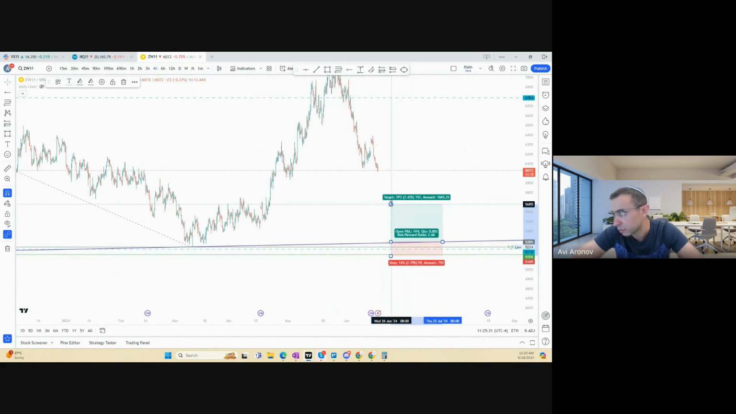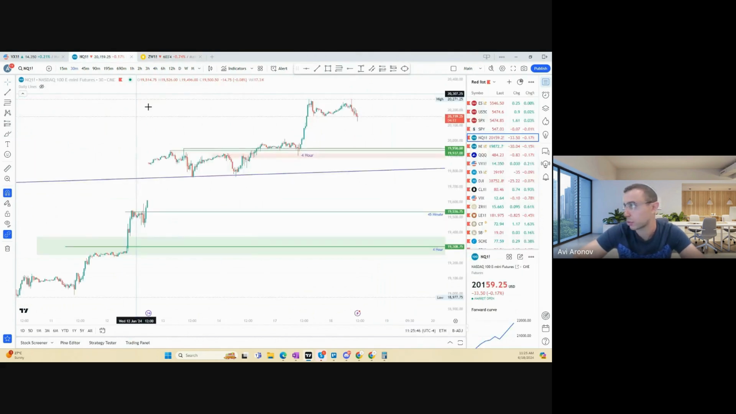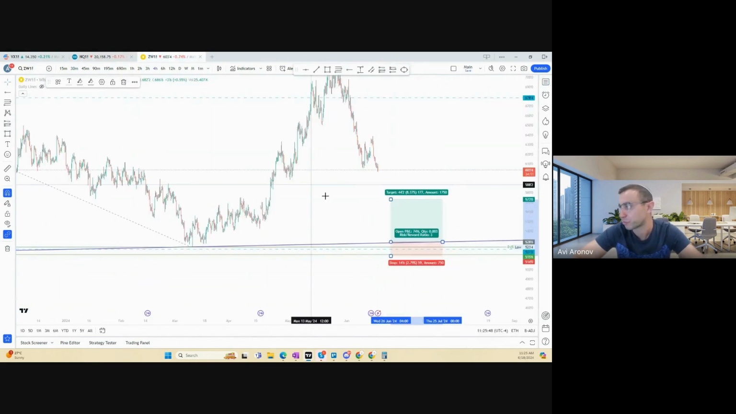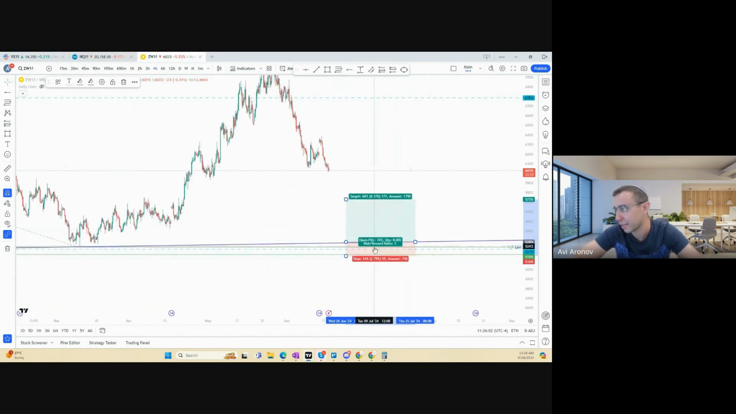And it depends. I will need to see how many lots I can play on that, because I can risk, let's call it, $100 on this trade. So if I can only risk up to $100, I have to figure out what would be the amount of lots that I can enter in this case.